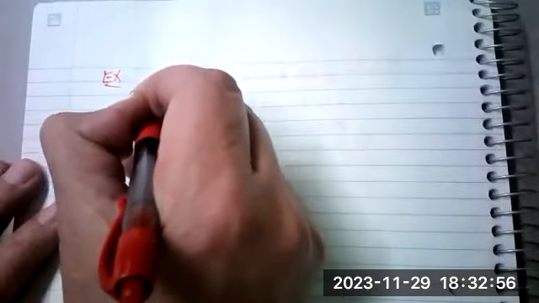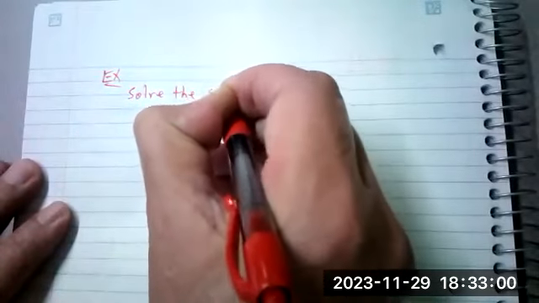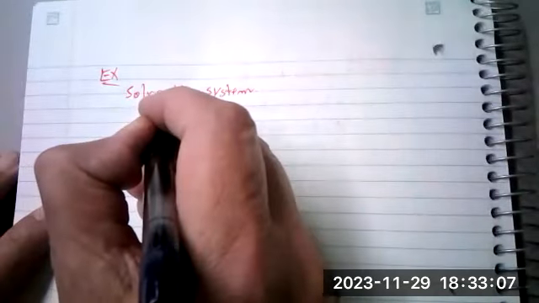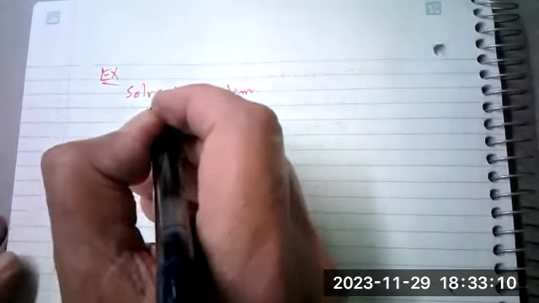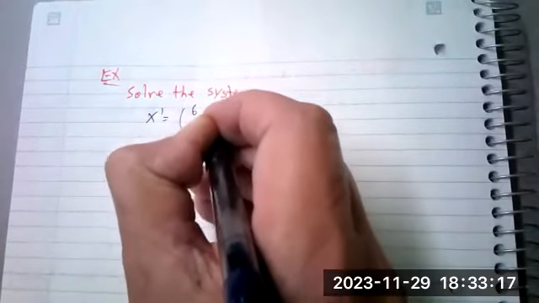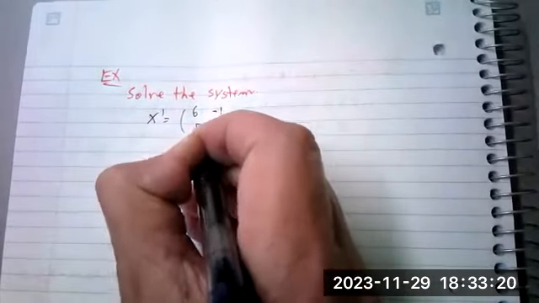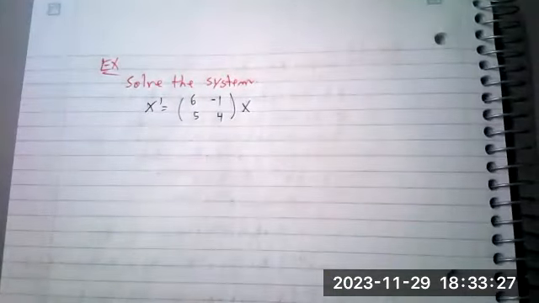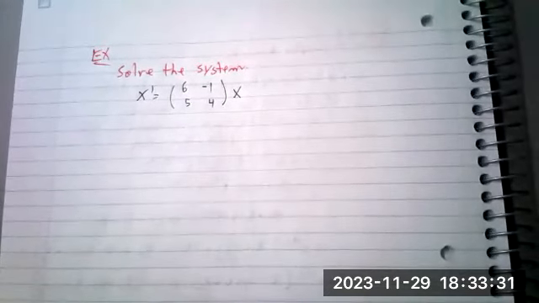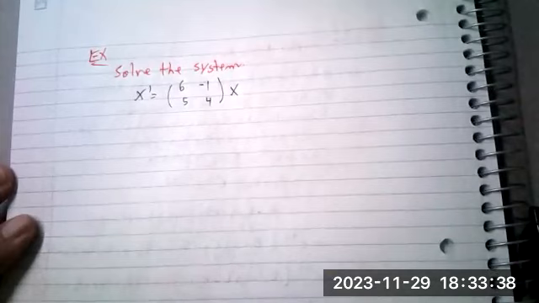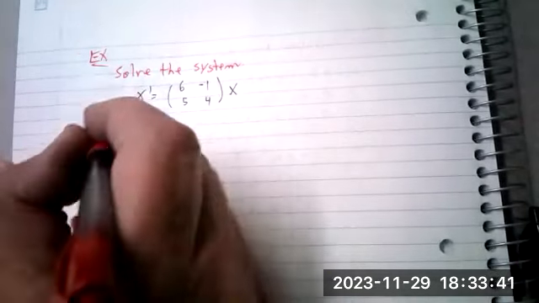So example, that's it. Solve the system, and this is the system. We have x prime equal to the matrix 6, -1, 5, 4 times x. This is the system that we want to solve. Okay, you know what to do. Quickly, we have the matrix, find the characteristic equation, try to find the lambda to see what type of lambda you are going to have, and then take care of it. Are you ready? Solution.